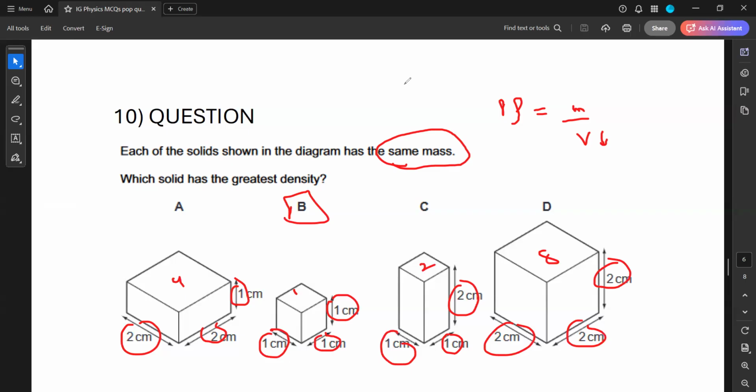Yes, so volume and density are inversely proportional, if the mass is constant. Like if we have equal mass, then volume and density are inversely proportional. So if the volume is less, that means the density will be the most, for the same masses. Okay.